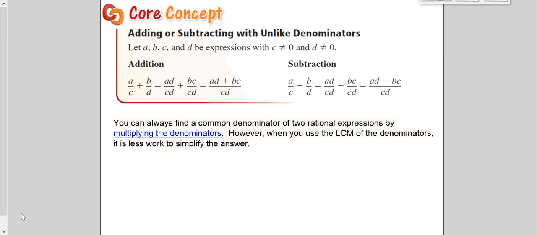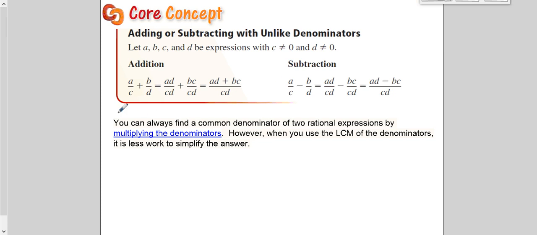Okay, adding or subtracting with unlike denominators. The first thing you have to do is create a common denominator. A over C plus B over D. Well, our common denominator is going to be C times D. So we multiply the first fraction by D over D. Multiply the second fraction by C over C, so that they both now have the same denominator, and we get AD plus BC over CD.